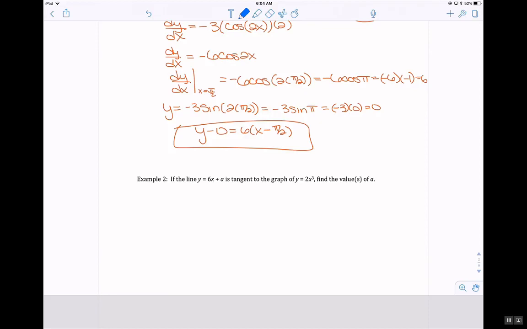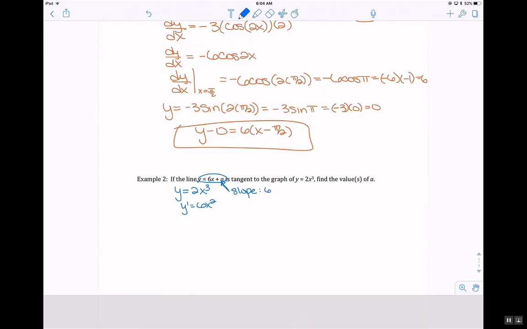If the line y equals 6x plus a is tangent to the graph of y equals 2x cubed, find the values of a. Okay, so the first thing I'm going to do is take y equals 2x cubed and take the derivative. 6x squared. And it doesn't make any difference whether you write dy/dx or y prime. The slope of this line is 6, because it's the coefficient in front of x.